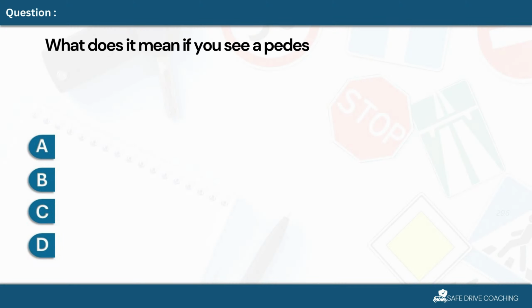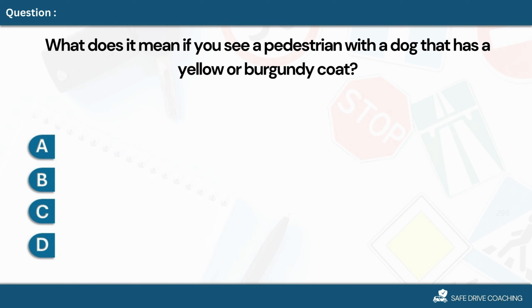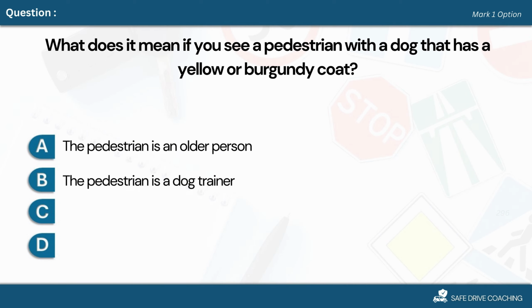What does it mean if you see a pedestrian with a dog that has a yellow or burgundy coat? A. The pedestrian is an older person. B. The pedestrian is a dog trainer. C. The pedestrian is color blind. D. The pedestrian is deaf.